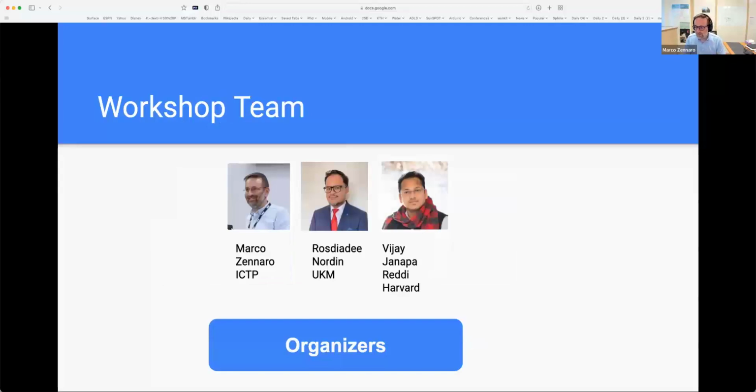So the workshop team, the organizers: there's myself on the left, there's my colleague and friend Rosadi from Malaysia, whom we're going to talk to shortly, and then Vijay Reddy from Harvard University. He's really the top expert in TinyML, and he will give the keynote through video, and he helped design the agenda for this and similar courses. So you have the top expert in tiny machine learning as an organizer of this activity.